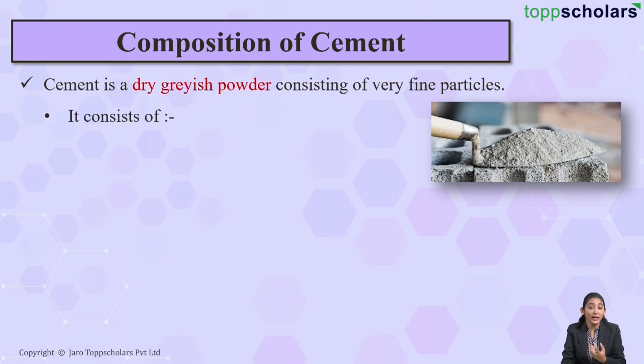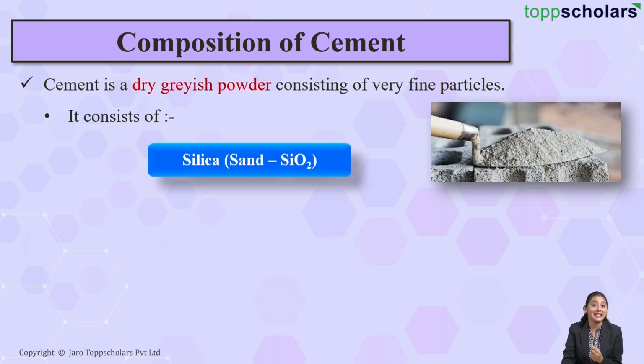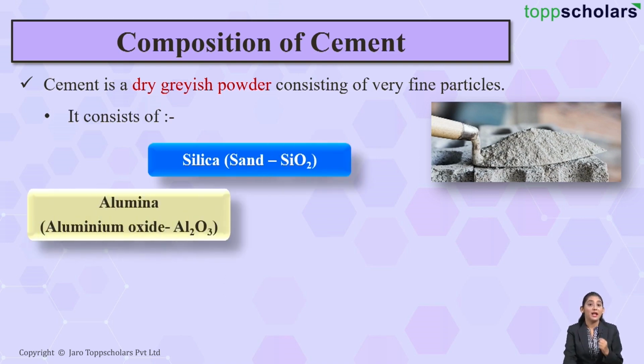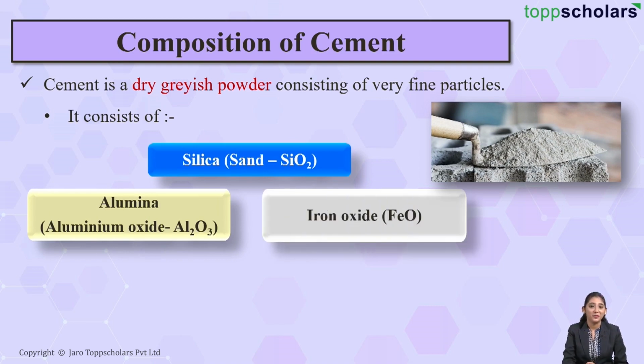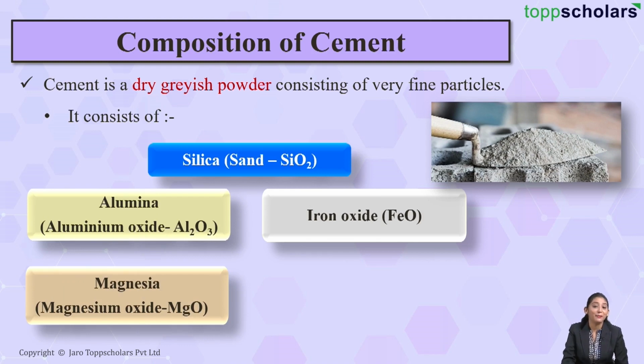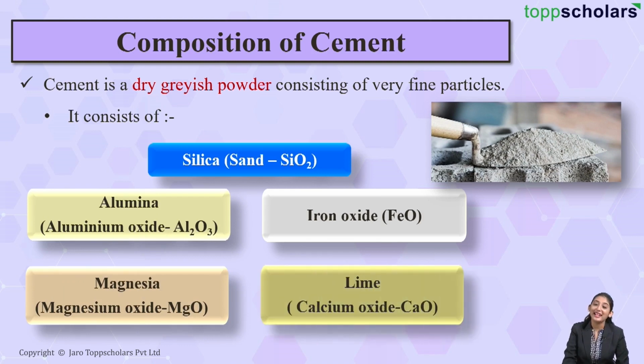So friends, cement is made up of silica, that is sand, SiO2. Alumina, that is aluminium oxide, Al2O3. Iron oxide, FeO. Magnesia, magnesium oxide, MgO. Lime, that is calcium oxide, CaO. So cement is made up of silica, alumina, iron oxide, magnesia and lime.